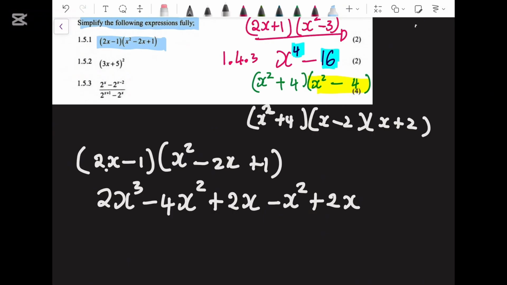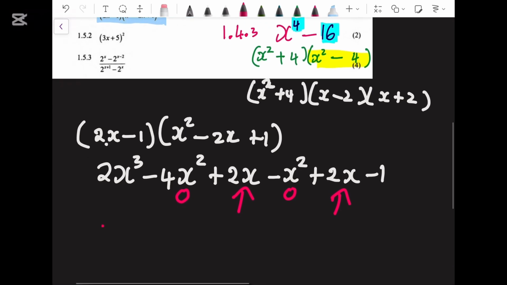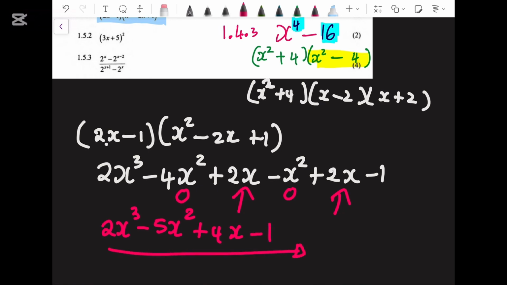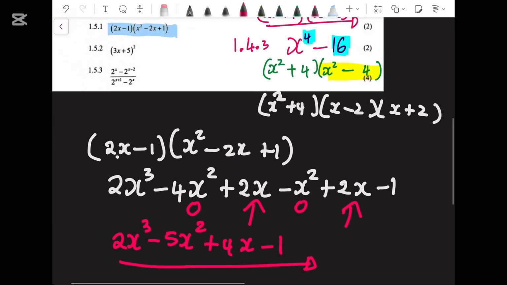This will give us what? A negative 1. Now, there are like terms here because this goes with that and this goes with that one. So the final answer is 2x cubed and then minus 4x squared minus x squared. It will be minus 5x squared. And then 2x plus 2x, it will be plus 4x. And then minus what? Minus 1. And then we have simplified that one. Let's quickly move to the next one.